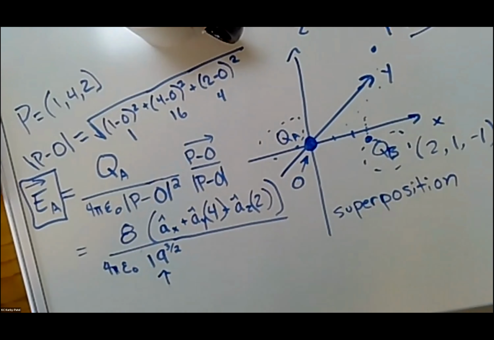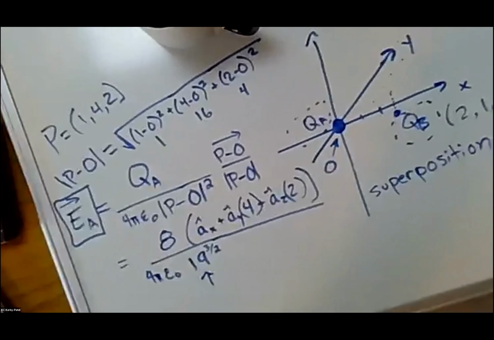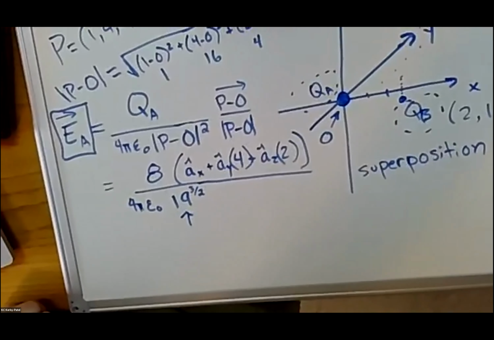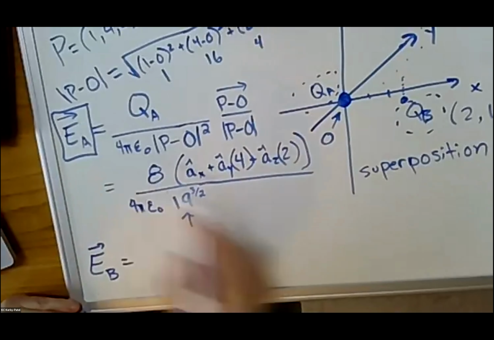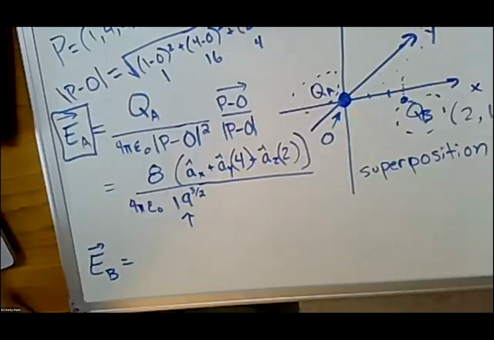So that's the electric field due to charge A. And what we have to do is write down the vector electric field due to charge B and then add those two together. So, you can actually see the bottom of the board there. Cool. EB is going to be QB, which was, yes?